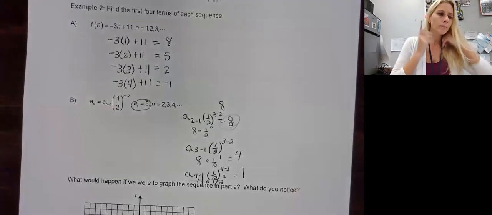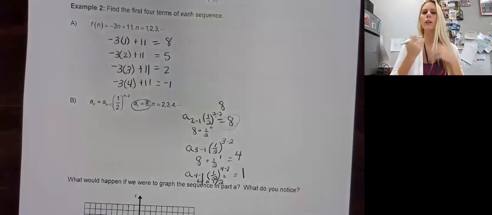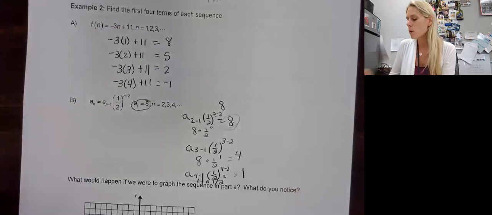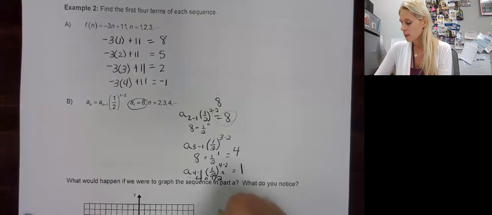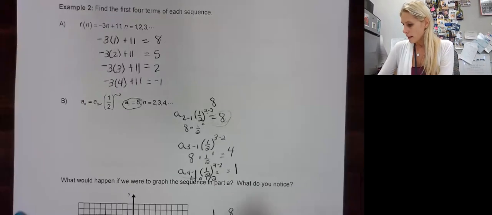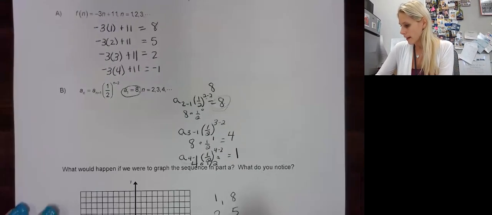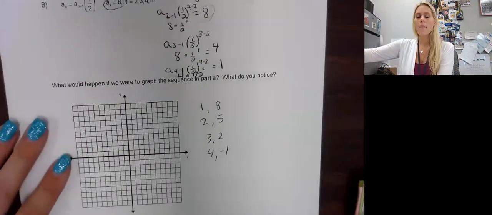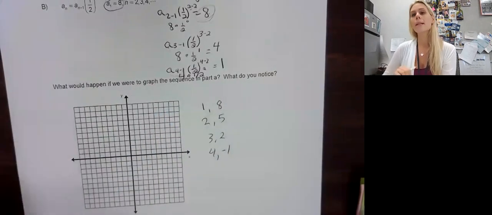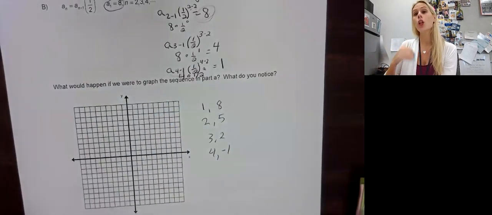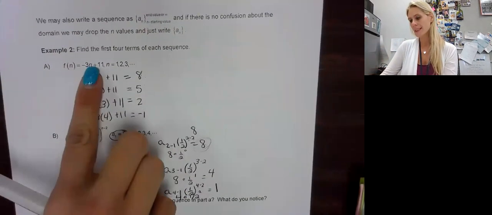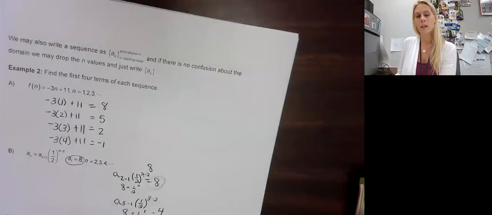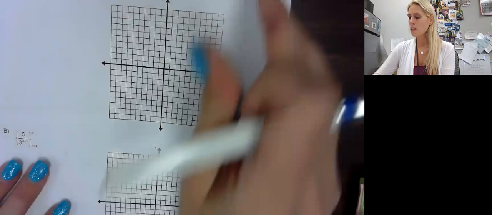Awesome. So now, what would happen if we were to graph the sequence in part A? In other words, we would be graphing the points: at 1 we're at 8, at 2 we're at 5, at 3 we're at 2, and at 4 we're at -1. I'm not going to graph these right now, guys, but the truth is when we put these points in, it looks like a linear equation. And that makes sense, right? Because our function was linear.